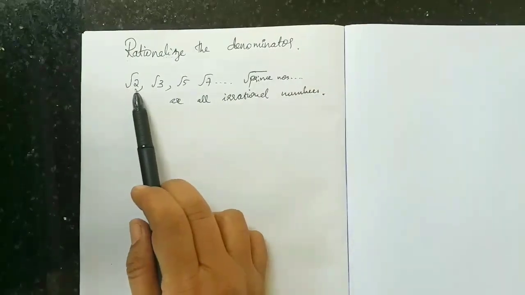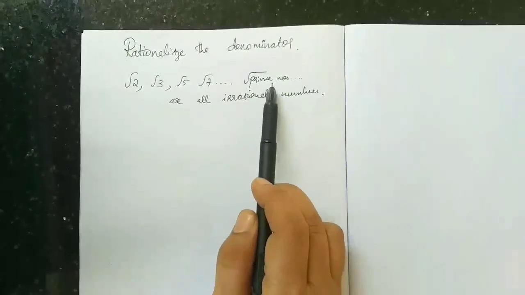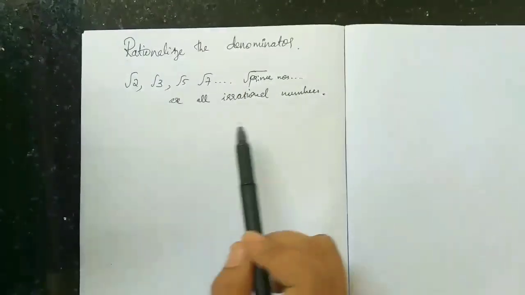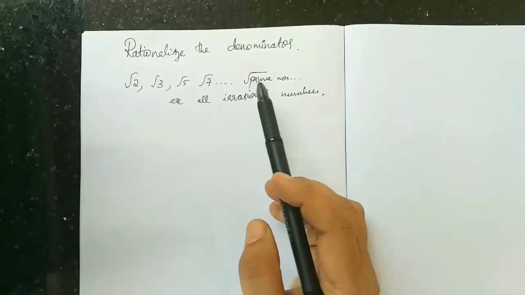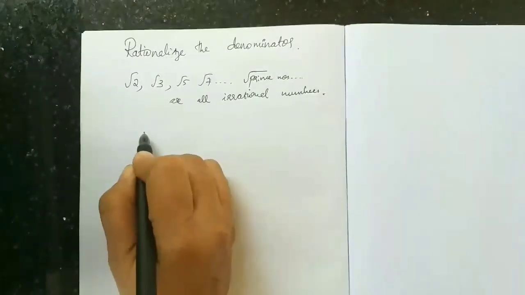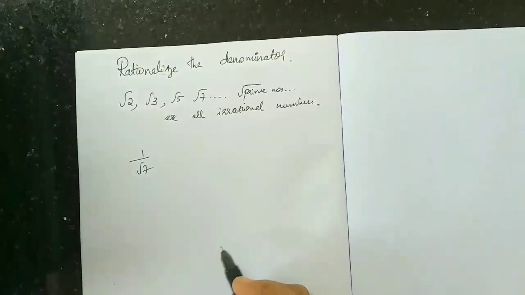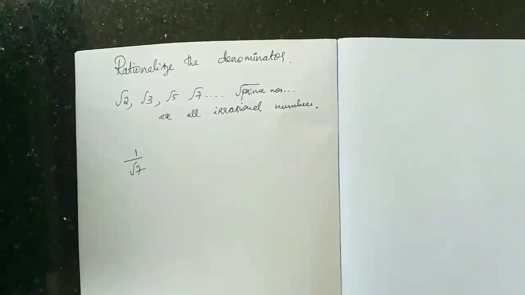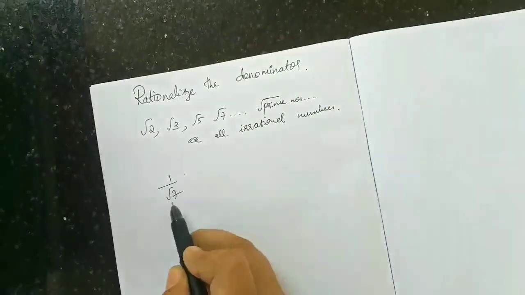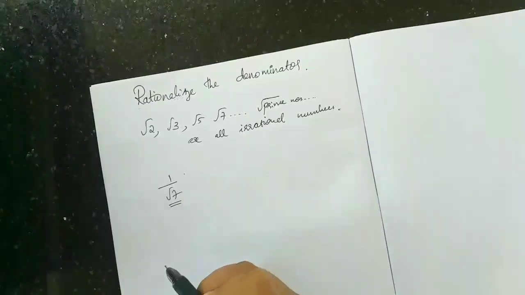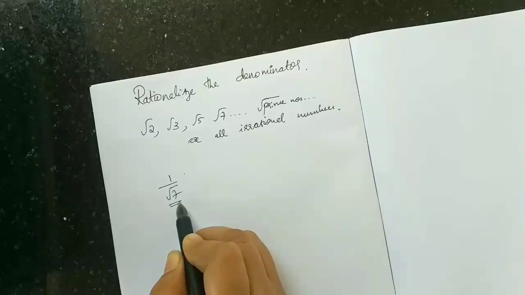We all know that the square roots of all prime numbers are irrational numbers, isn't it? So root 2, root 3, root 5, root 7, root 11, etc. Let us take for example 1 by root 7. So 1 by root 7 has an irrational number in the denominator. We are going to rationalize the denominator, root 7. So we have to convert this irrational number to a rational number.